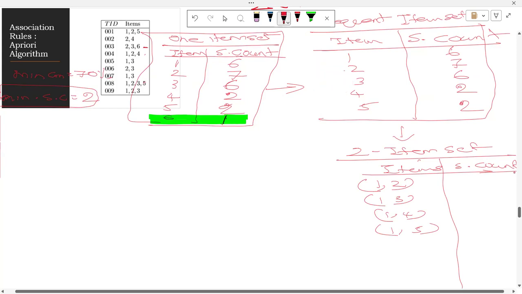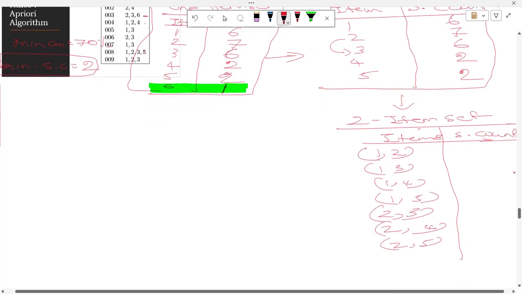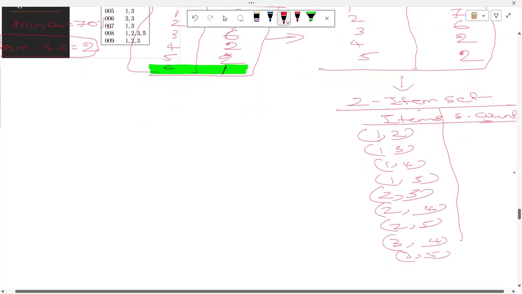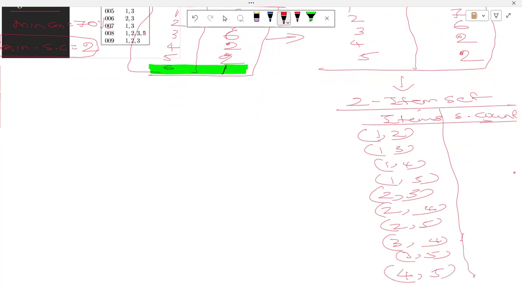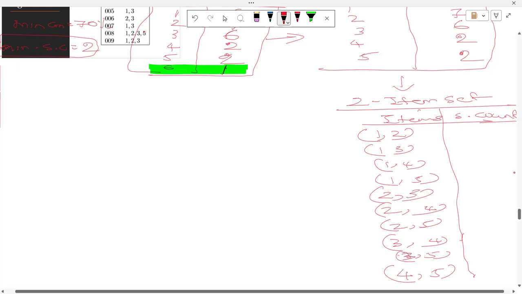Again, you start with 2. So 2,3 is a two item set, 2,4 is another, and 2,5 is another two item set. After you complete 2, you do the two item sets starting with 3: 3,4 and 3,5. The last one is 4,5. So these are all the possible two item sets: 1,2, 1,3, 1,4, 1,5, 2,3, 2,4, 2,5, 3,4, 3,5, 4,5.